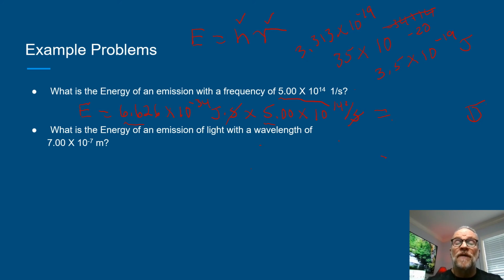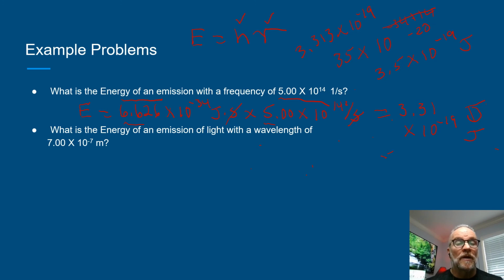And so now I'm going to think about significant figures. I have 1, 2, 3, 4 for the 6.626. And I've got 1, 2, 3 for my 5 times 10 to the 14th. So I'll need 3 significant figures in my answer. So 3.31 times 10 to the -19 joules will be my answer. Kind of a funny looking joules over there. I had a stray mark.